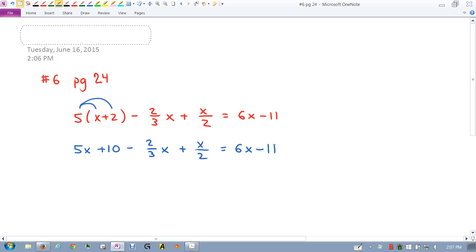At this point, I want to clear fractions. So I look for an LCD. What do we have here? What's the LCD? This one's kind of easy to get. 3 and 2, common multiple of both is 6. So I'm going to multiply everything by 6, both sides of the equation.